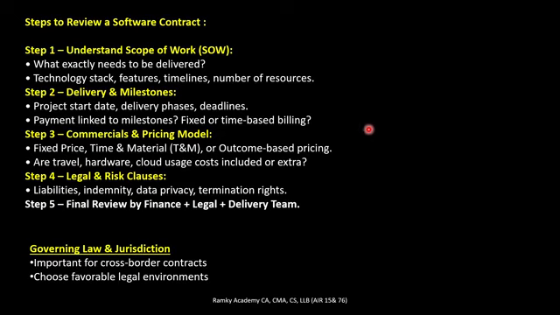Steps to review the software contract. First, understand the scope of work. This is very critical. The delivery team has to define the clear scope of work, the technologies they use, the timelines, and the number of resources. This is basically the work of delivery and milestones. The delivery team then gives the start date, delivery phases, deadlines, and milestones to be achieved, because the payments are linked to milestone delivery to the customer, whether fixed or time and material based.